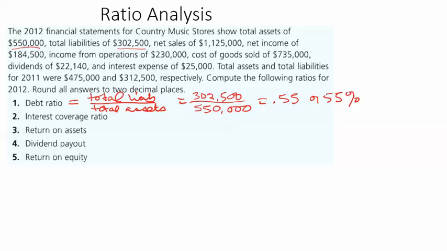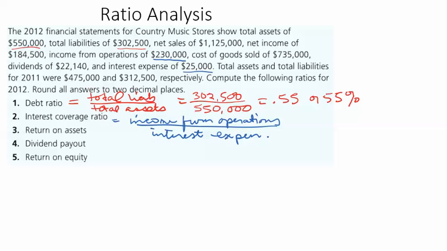This is the interest coverage ratio. Here we need income from operations of $230,000, and we're going to divide that by our interest expense. So 230 divided by 25,000 is 9.2 times. So they can pay the interest on their debt 9.2 times during the year.